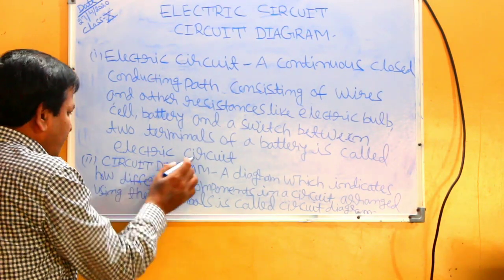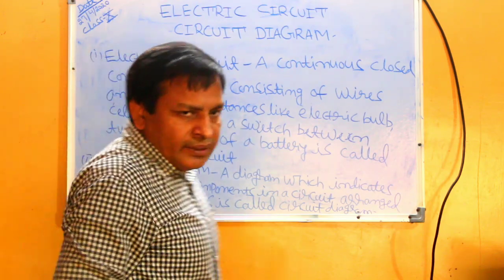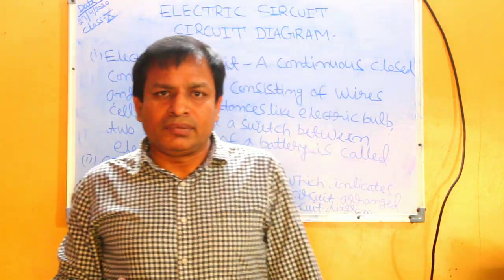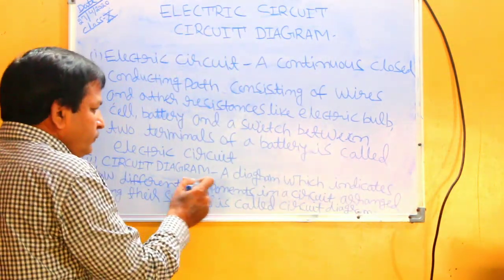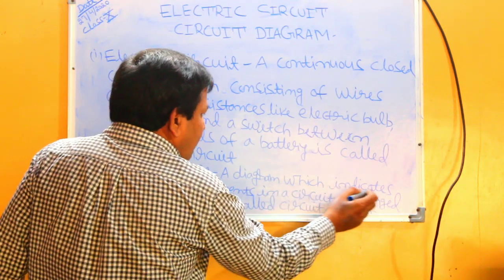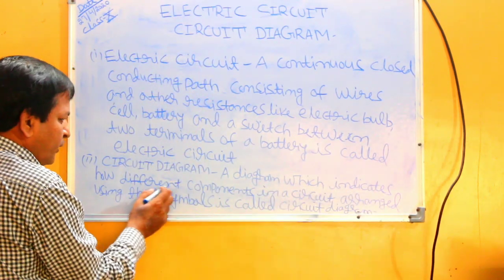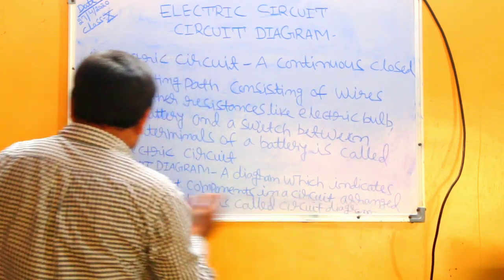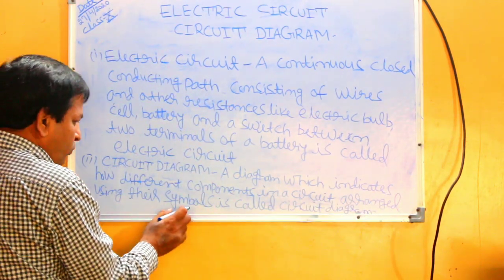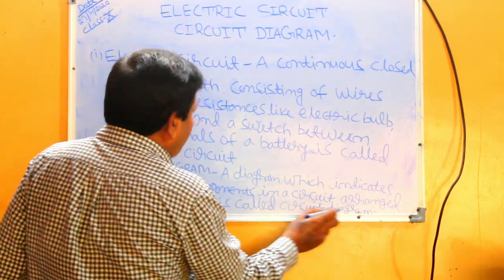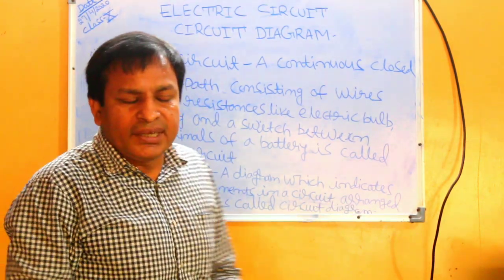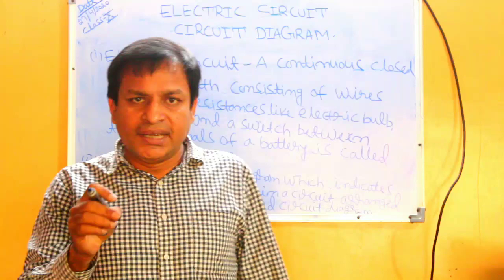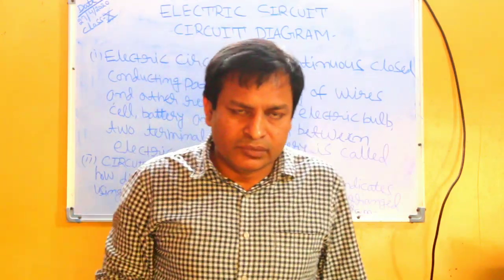And second is circuit diagram. A circuit diagram is that which indicates how different components in a circuit are arranged using their symbols. So the basic things in electricity are electric circuit and circuit diagram.